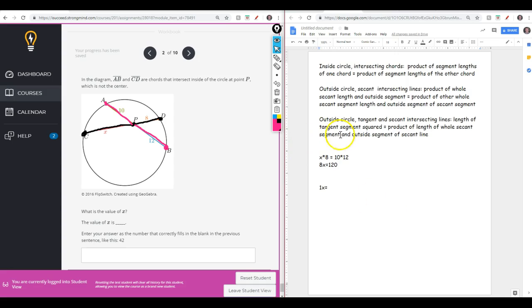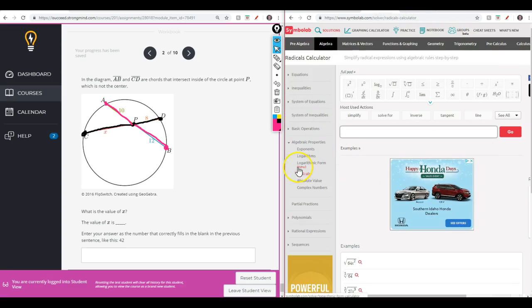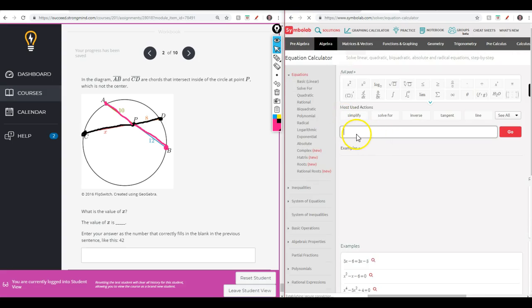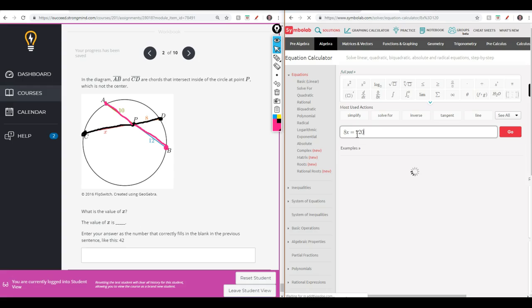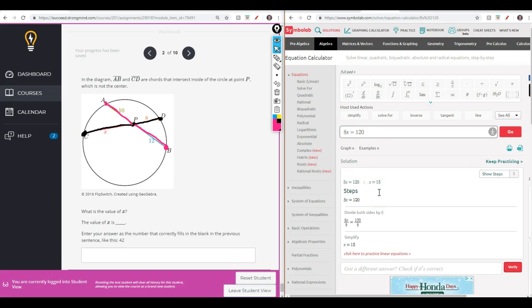So if you're not feeling strong in algebra skills, there is an algebra calculator, and we could type in 8x equals 120. The only benefit this one gives is it gives the steps listed out so that we can seek to understand what is going on.